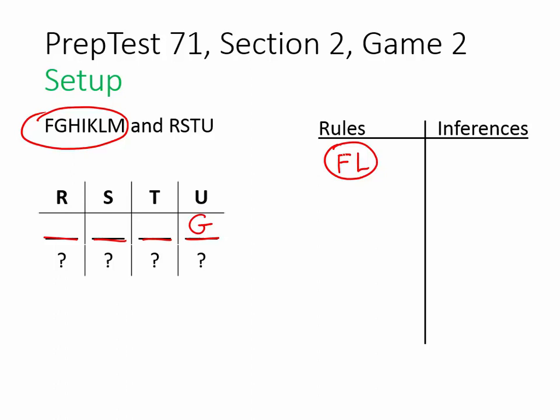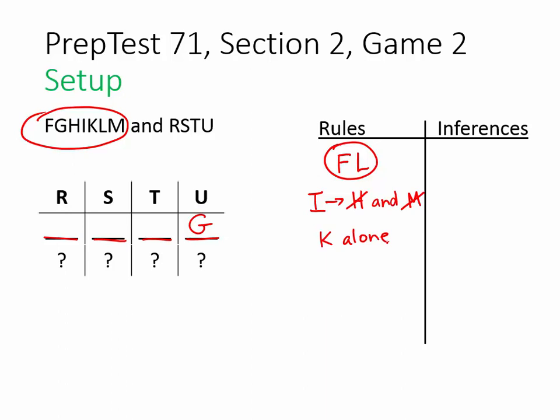Next rule, neither H's application nor M's application can be evaluated by the same officer who evaluates I's application. So another way of saying this is if I is in a bin, we cannot see H and we cannot see M. Next rule, the officer who evaluates K cannot evaluate any other applications. So K must be alone.